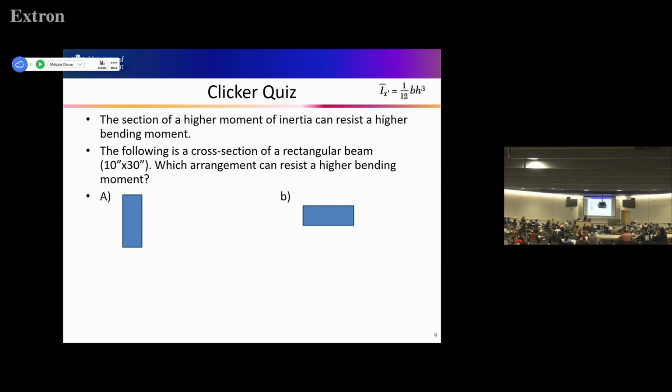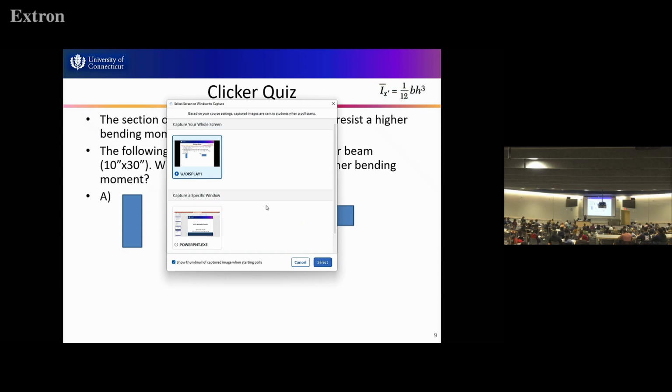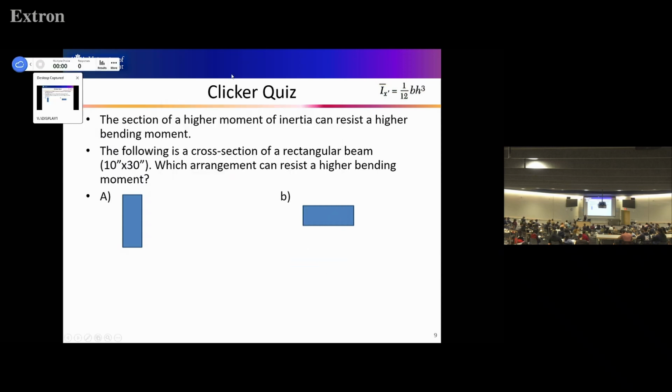I will activate the clicker here. As usual, feel free to discuss with your peers and then choose one option, either A or B.